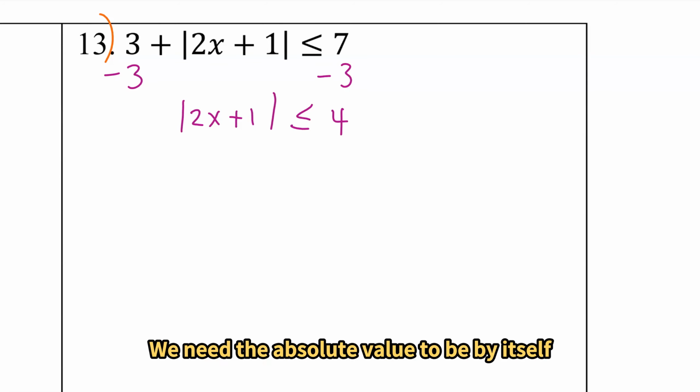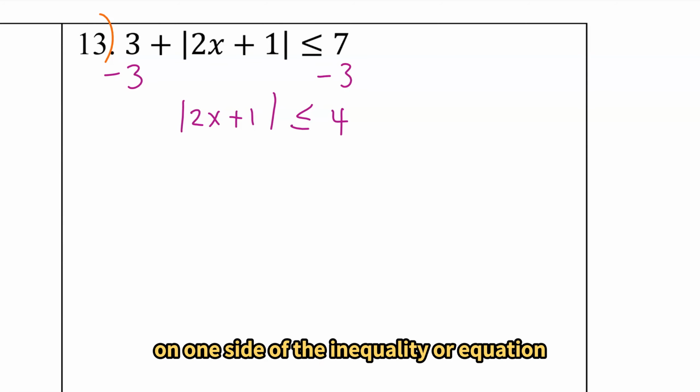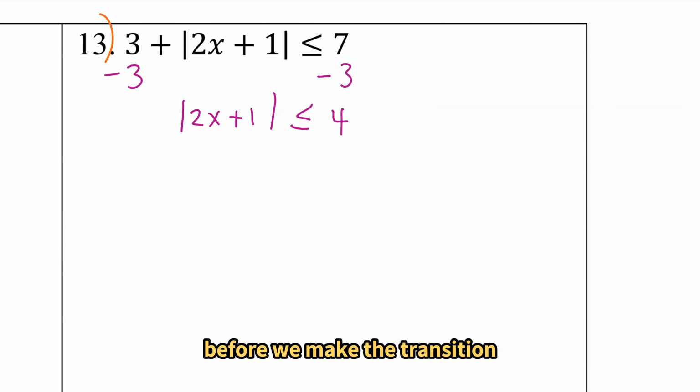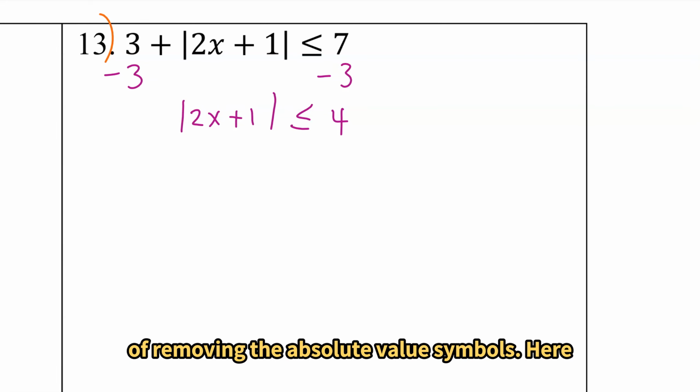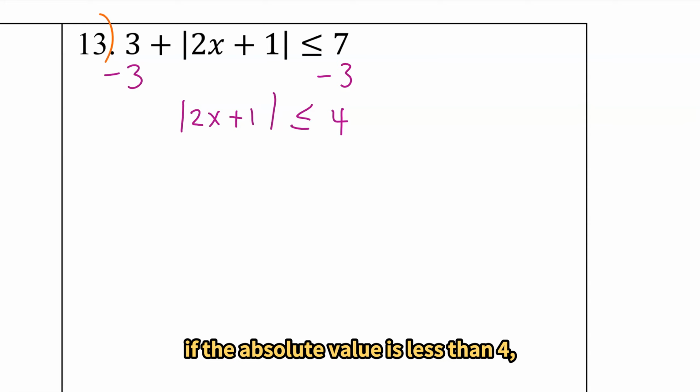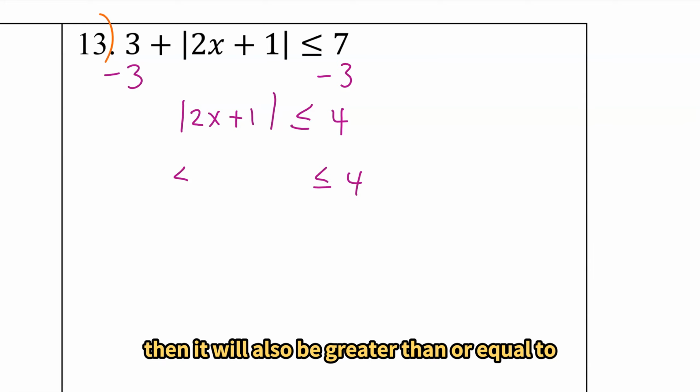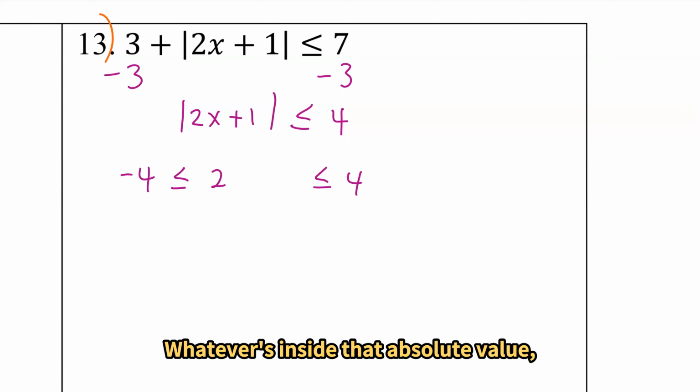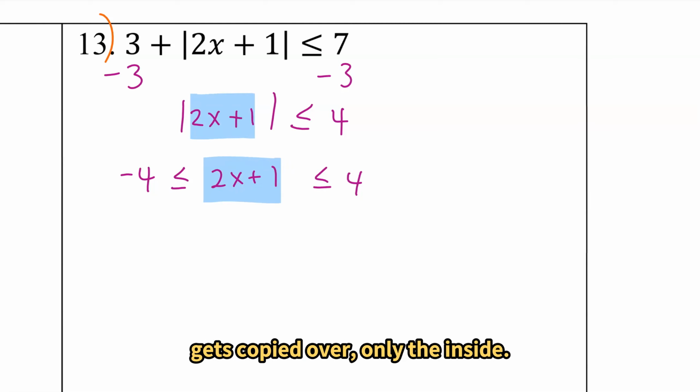We need the absolute value to be by itself on one side of the inequality or equation before we make the transition of removing the absolute value symbols. Here, if the absolute value is less than 4, then it will also be greater than or equal to negative 4. Whatever's inside that absolute value gets copied over, only the inside.